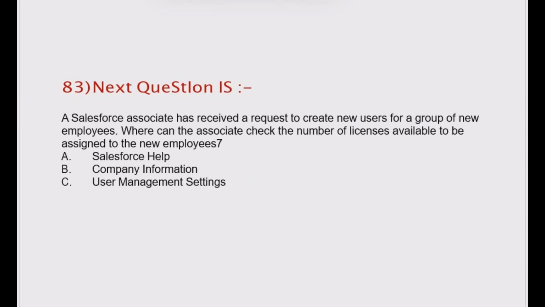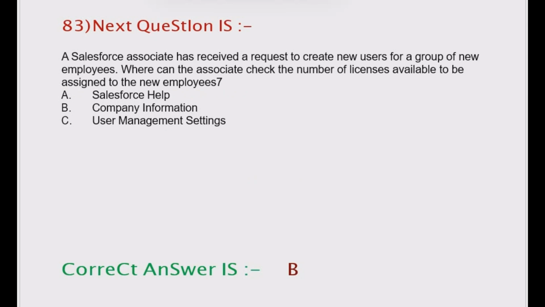Question is, a Salesforce associate has received a request to create new users for a group of new employees. Where can the associate check the number of licenses available to be assigned to the new employees? Option A. Salesforce Help. Option B. Company Information. Option C. User Management Settings. Correct answer is option B.